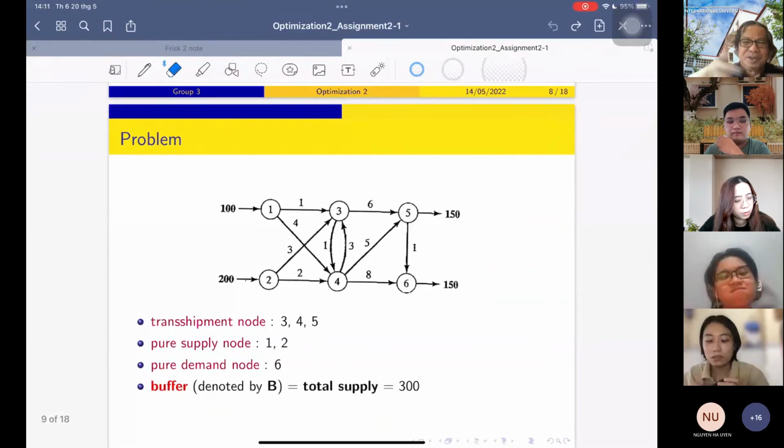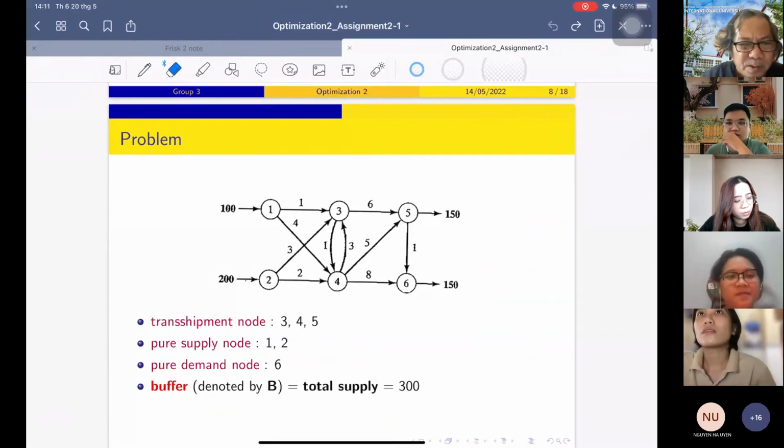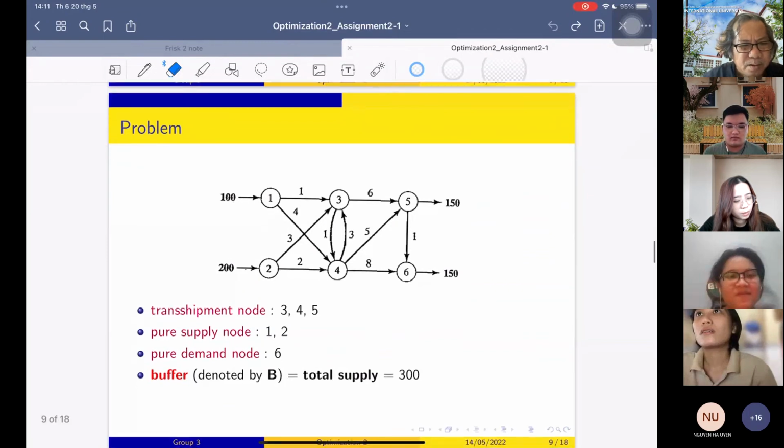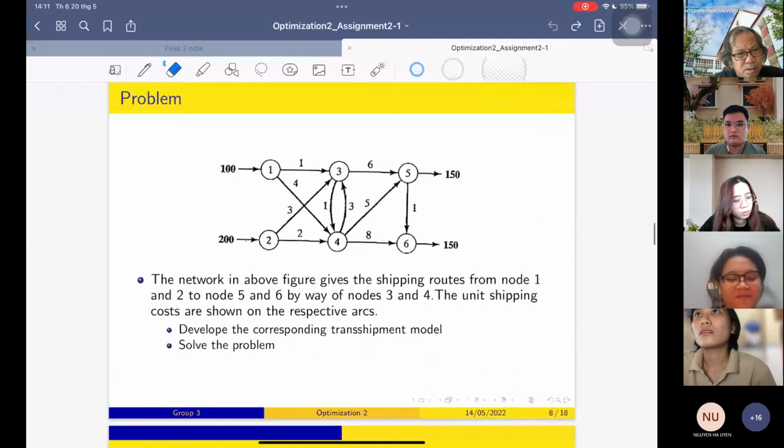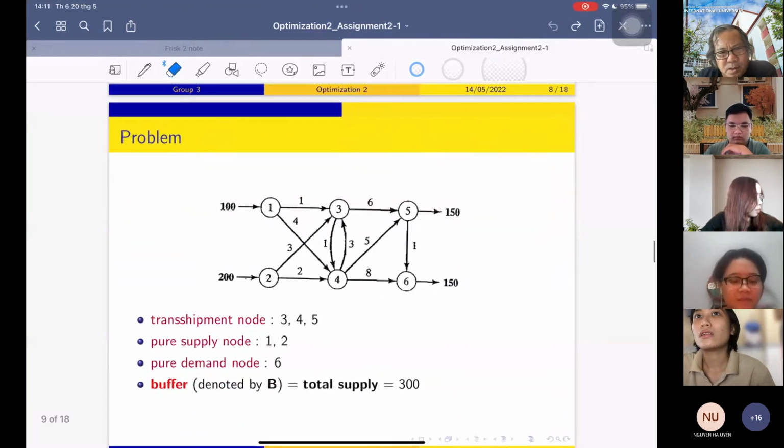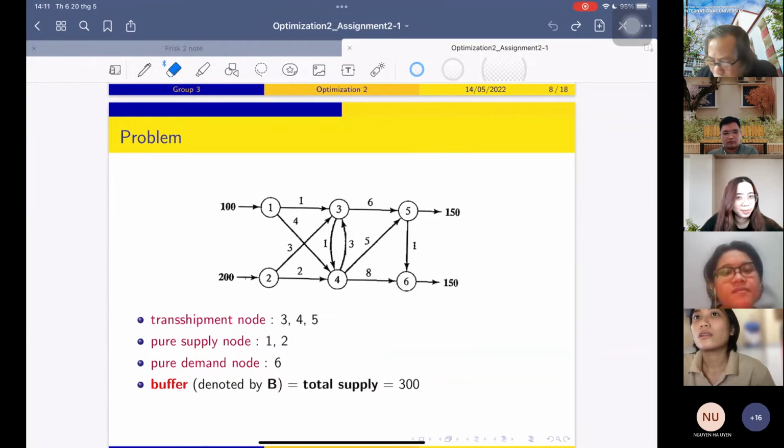Transshipment model. So, what is the transshipment model? Now we will take this problem and solve it and expand through it. Like you can see here, in the model, node 1 and node 2 are pure supply nodes, which can only supply to other nodes and cannot receive any.